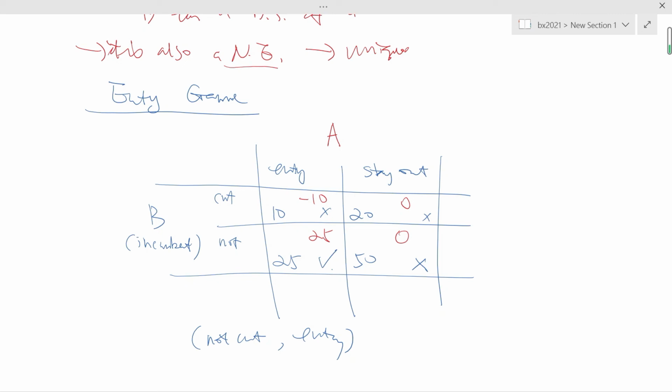To solve these adverse selection problems, we can use a number of techniques, for example, screening and signaling. I won't talk about these in detail.